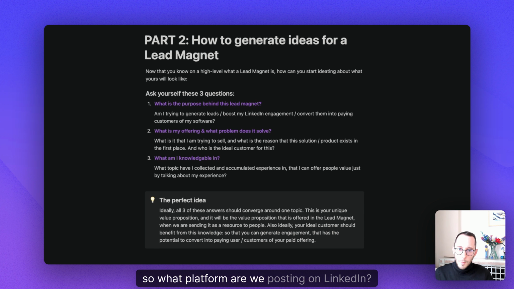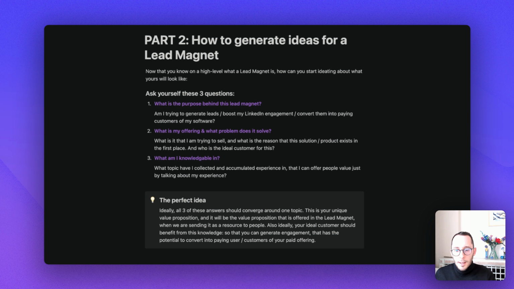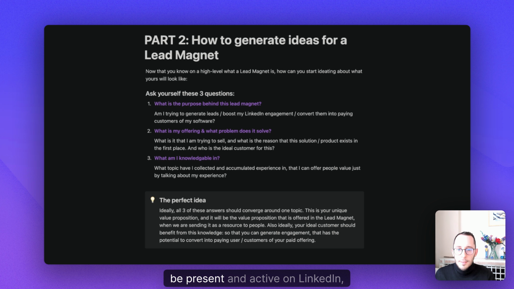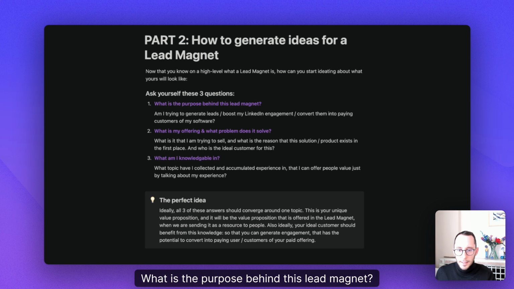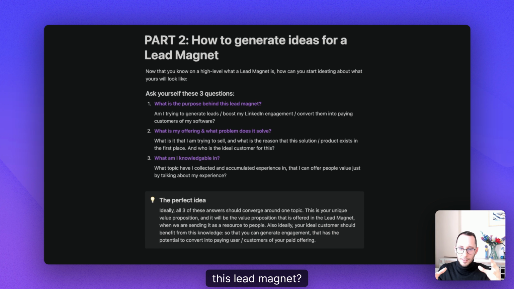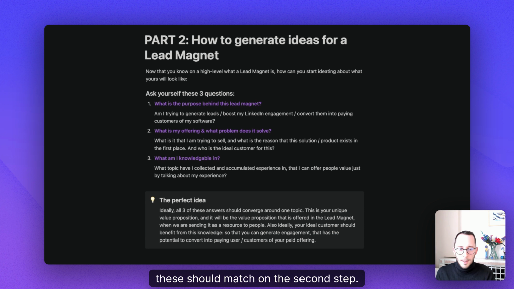So what platform are we posting on? LinkedIn. Do our ideal customers live on LinkedIn? Ideally, they should be present and active on LinkedIn for them to engage with your post. What is the purpose behind this lead magnet? It is to get more leads and more engagement on LinkedIn. What is my offering and what is the offering of this lead magnet? These should match on the second step.